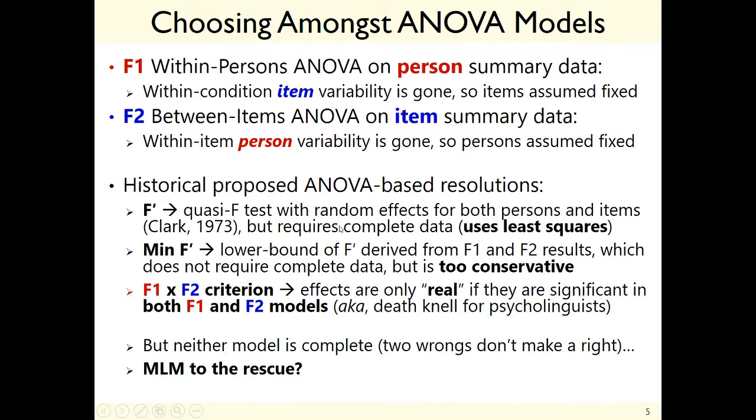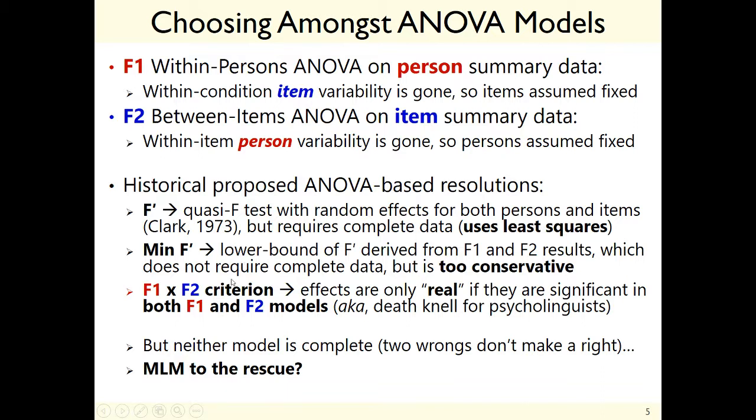This is not a new problem. There was an article from like 1973 that pointed out this asynchrony and tried to propose a solution to it that makes use of all the original data to look at both subjects and items as random effects. The problem is that it used least squares, and so it required complete data.